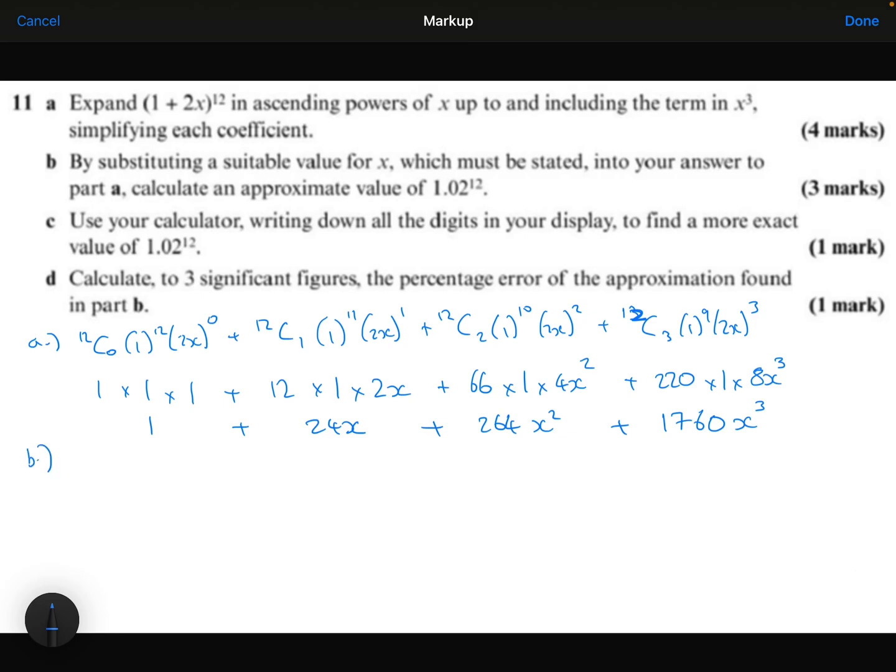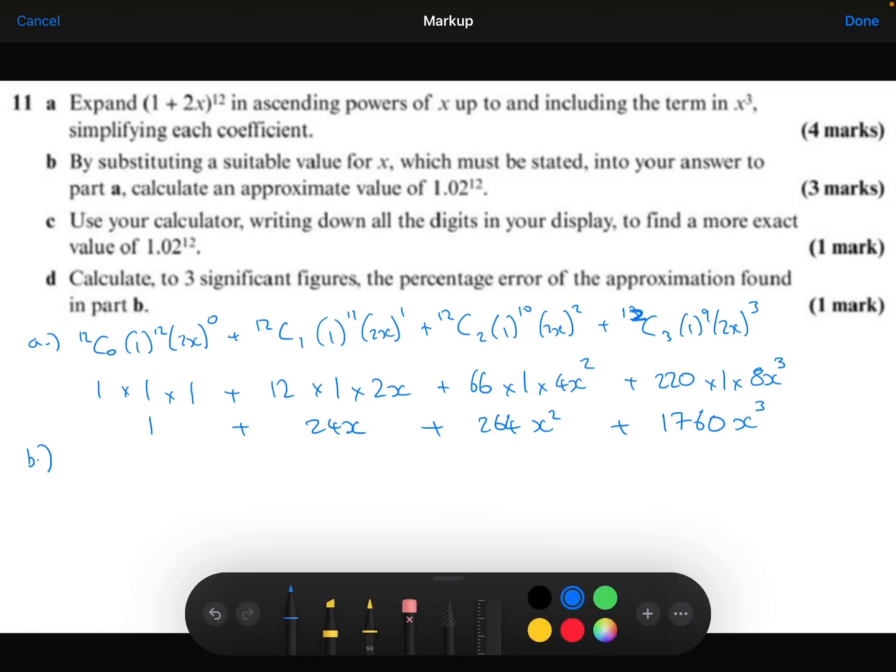Part B. By substituting a suitable value for x, which must be stated, into your answer to part A, calculate an approximate value for 1.02 to the power 12. So comparing my expansion to what I'm being asked to find here, I can see they both have a power 12.